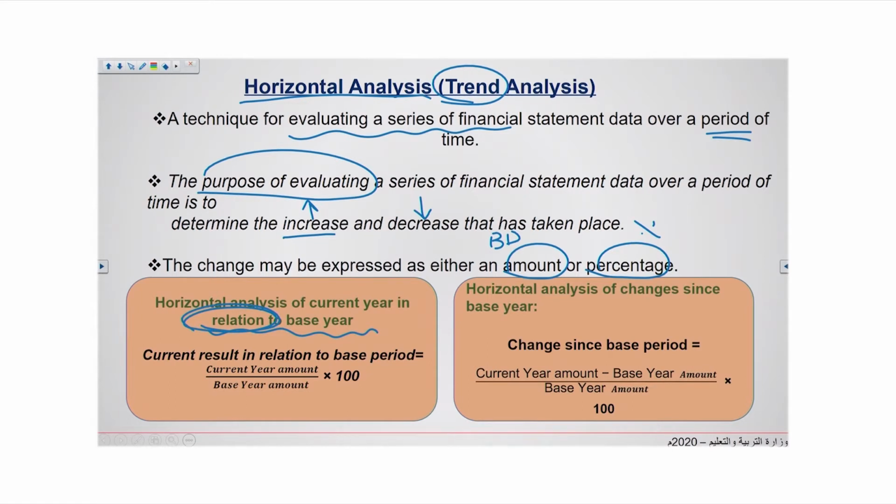So, what is the formula? Current year amount over base year amount. Okay, and the second formula, change since base period, current year amount minus base year amount, current minus base over base year. In this formula, how we can differentiate it between the first formula and the second one? They want the change or increase or decrease. But the first formula, they have to decide the relation base year.